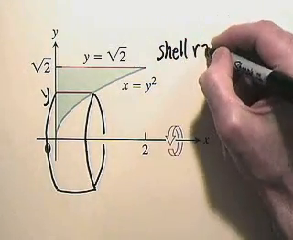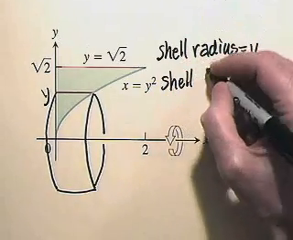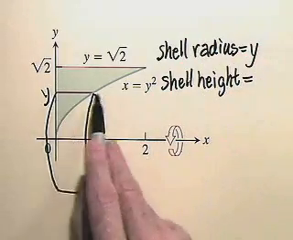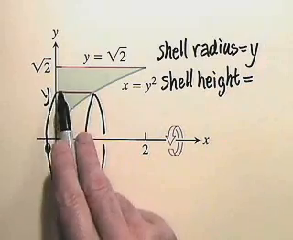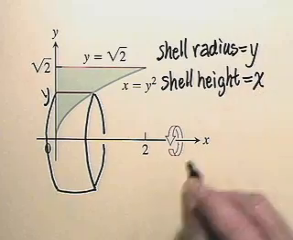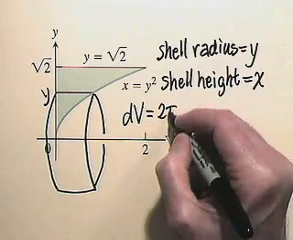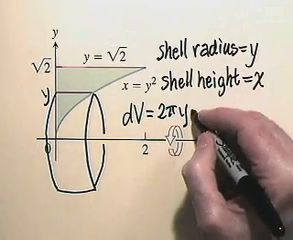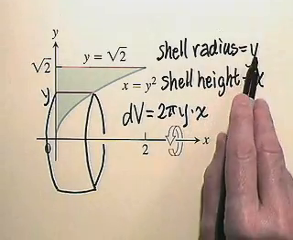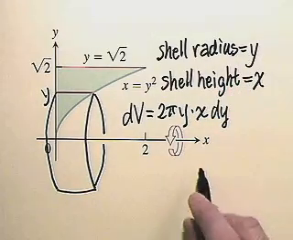So the shell radius equals y, and the shell height, because the shell is laying on its side, is actually this distance. Well, notice the shell height is the x coordinate of that point. So now the shell height equals x. And so our dv is 2 pi shell radius y times the shell height x. And what do we multiply by? You look at the shell radius expression. It's dy that we would multiply by.